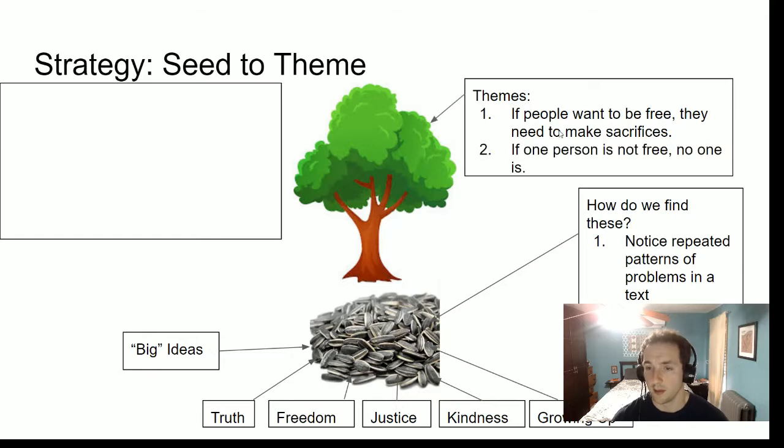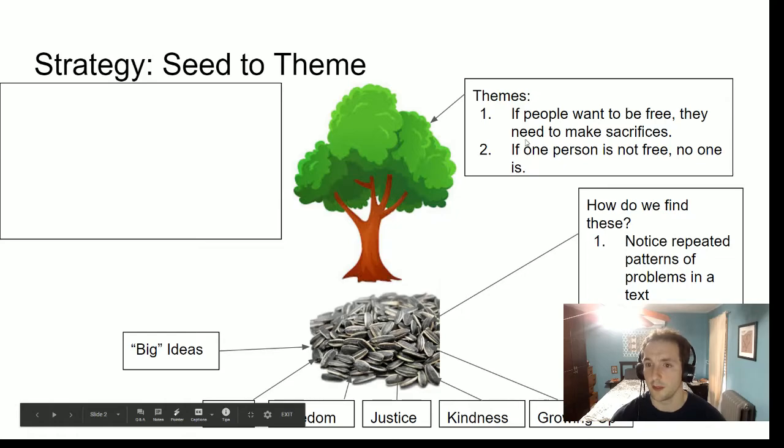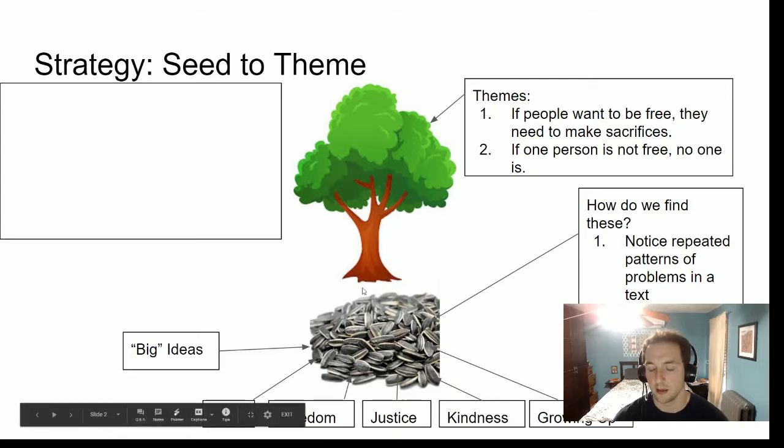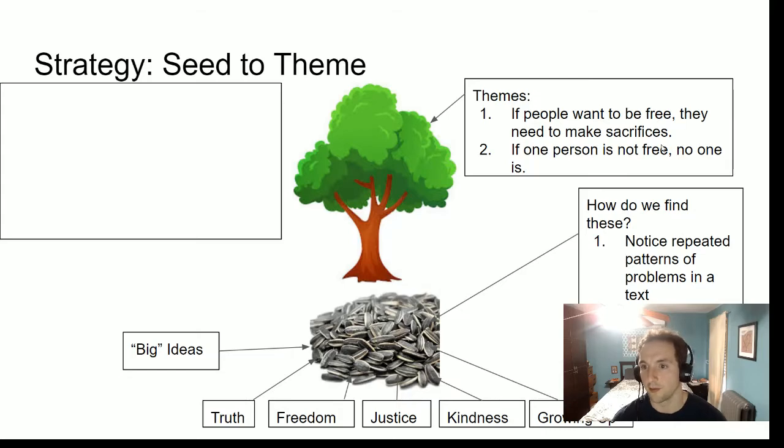If people want to be free, they need to make sacrifices. Again, we learned that from Harriet Tubman. Another theme that's connected to freedom is if one person is not free, no one is. Right? Same big idea, two very different themes. And so that's what we mean by this growing into a theme. Once we find a big idea, we can find lots and lots of different themes from it, depending on what happens in the book.